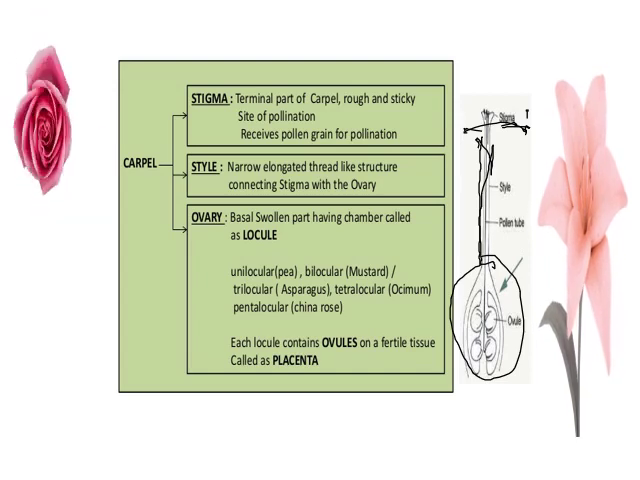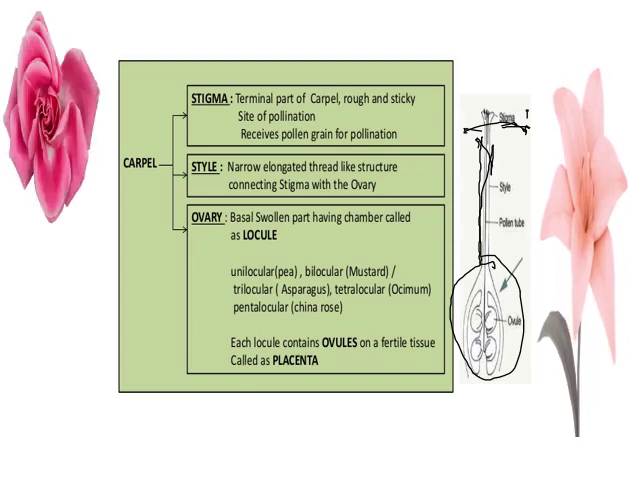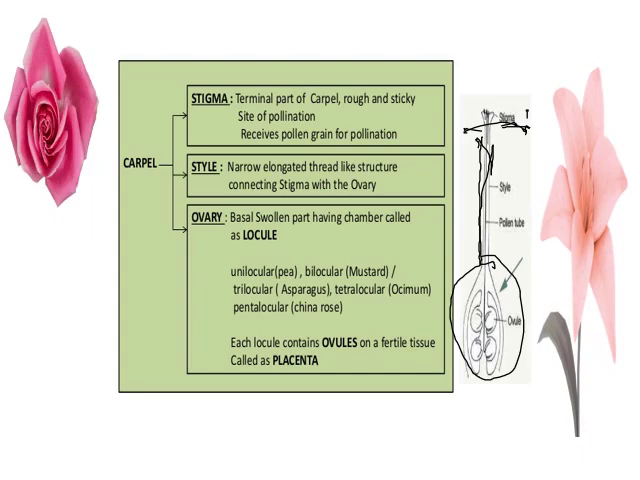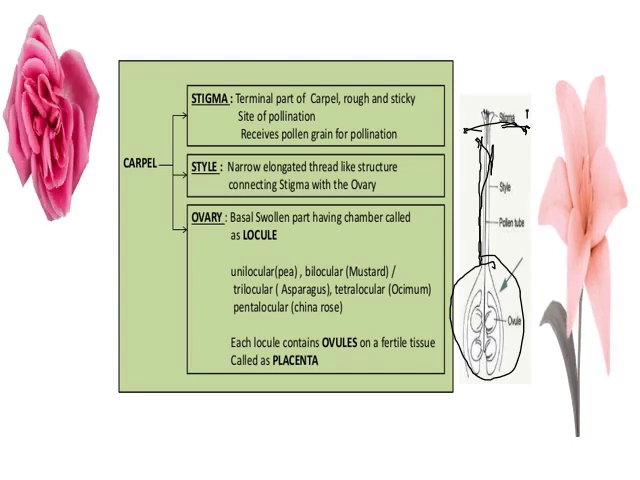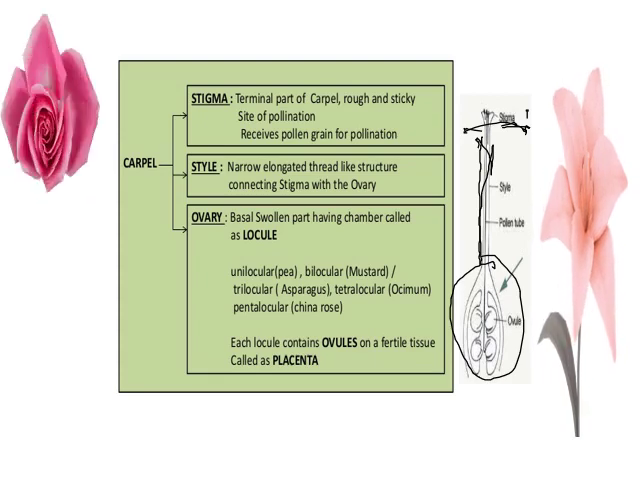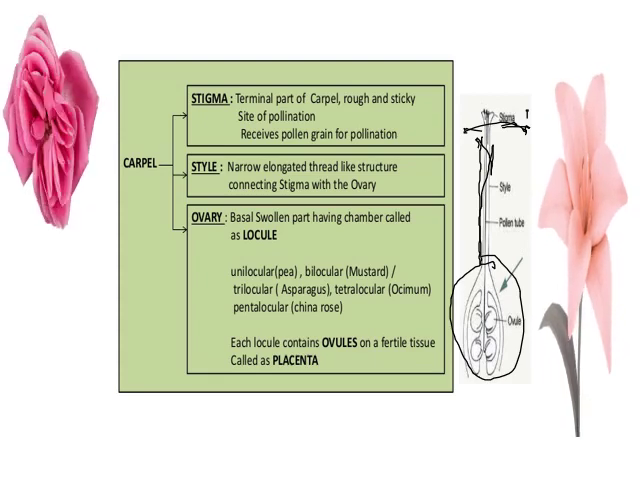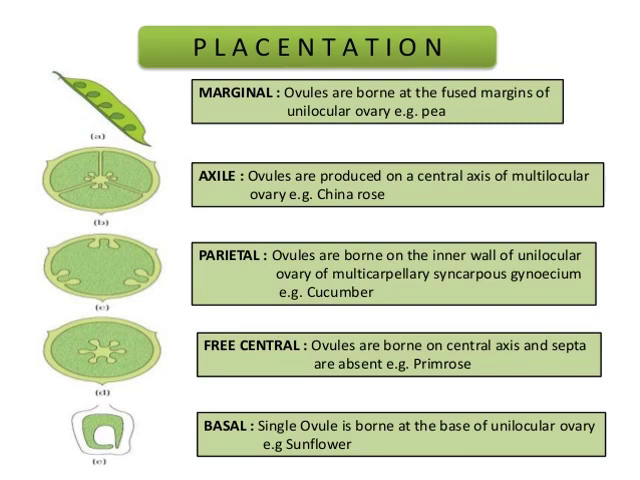So the ovary may be unilocular, bilocular, or trilocular. If it consists of two carpels or two chambers, then we call it bilocular. If three, then we call it trilocular, and if four, tetralocular, and if five, pentalocular. Each locule contains ovules on a fertile tissue, and the ovule is attached to the ovary through a specific structure called placenta. So here we have the placentation in the ovary. There are different types of placenta.